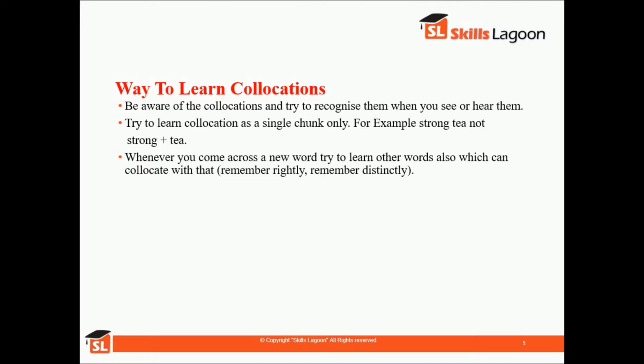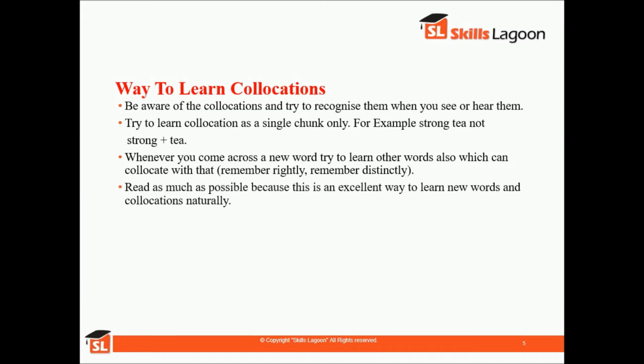Whenever you come across a new word, try to learn other words which can collocate with it. For example, if I learn the word remember, the other words I can use with remember are remember rightly, remember distinctly, etc. Read as much as possible, because this is an excellent way to learn new words and collocations naturally. Whenever you are learning, don't forget to make notes of these words. On a daily basis you can refer to these notes, and you will find that slowly you are mastering collocations. Review and practice all the words you have learned on a daily basis.